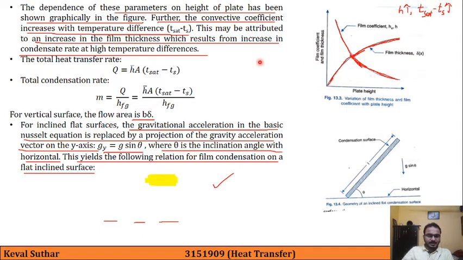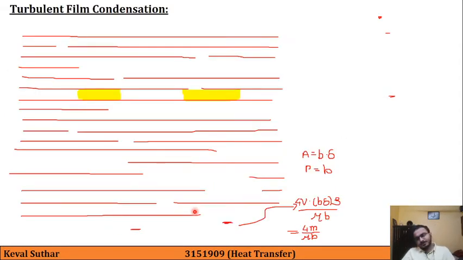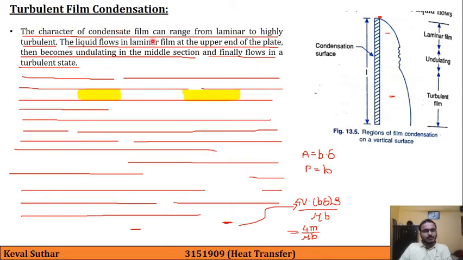For an inclined surface, the value of g changes to g sin theta as shown in this figure. And here h inclination is equal to h vertical into sin theta raised to 0.25. The last topic of our previous lecture was turbulent film condensation. Here we saw that initially it is a laminar film, then a transition film, and last one is the turbulent film. So now we will be discussing turbulent film.